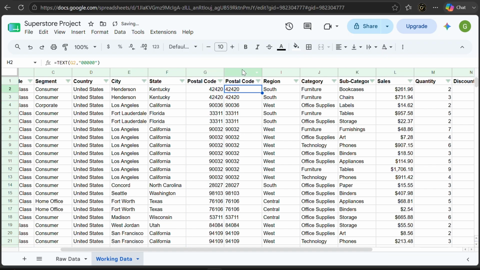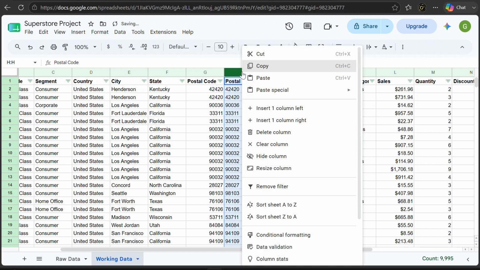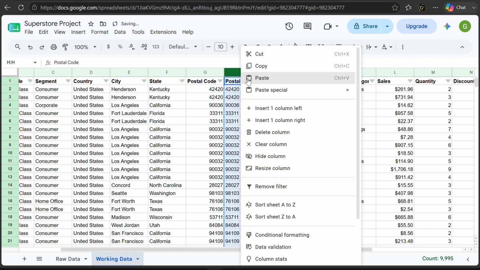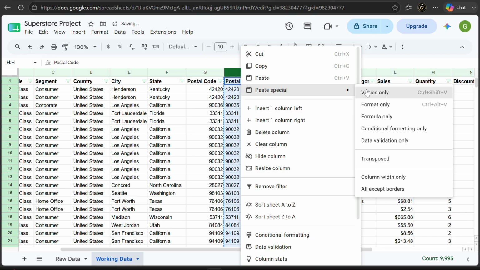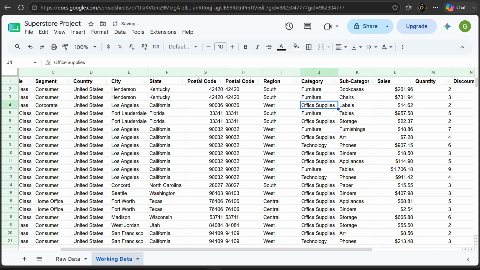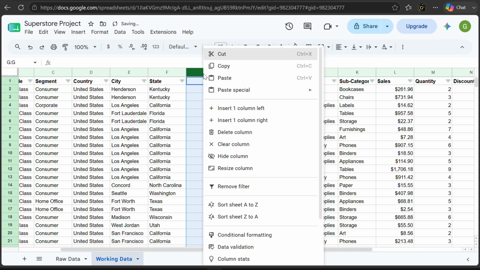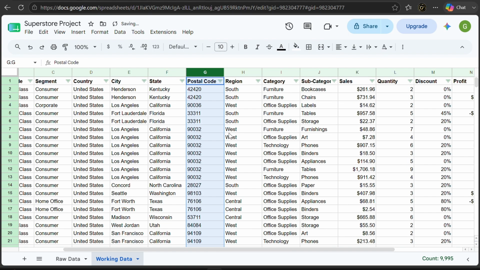So what I'm going to do is click column H. I'm going to right click, copy it, click it again, right click, and use paste special. I'm going to paste values only. So now I can confidently delete column G and nothing will be affected again. I think that's nice. So let's just say delete column.